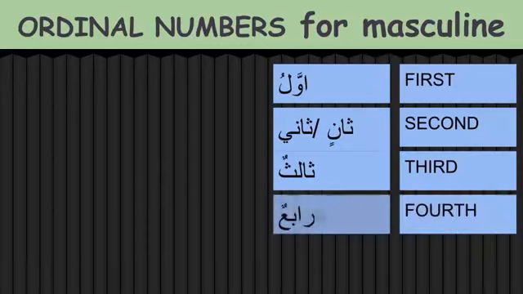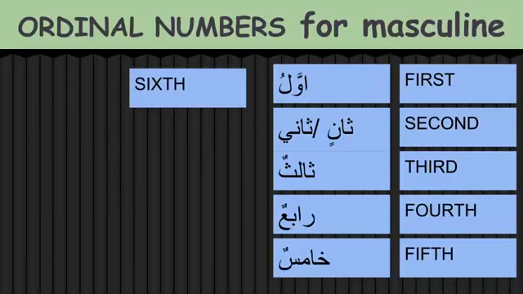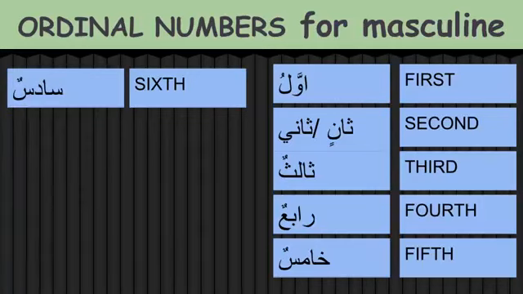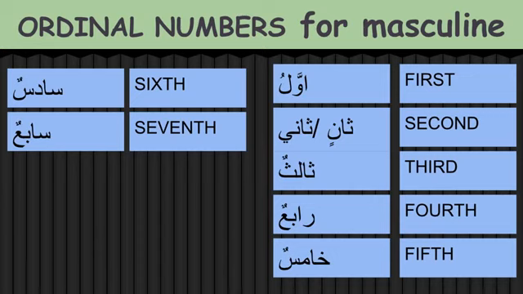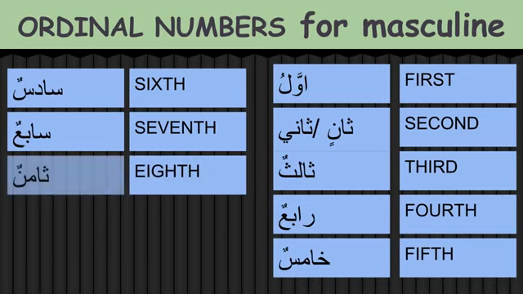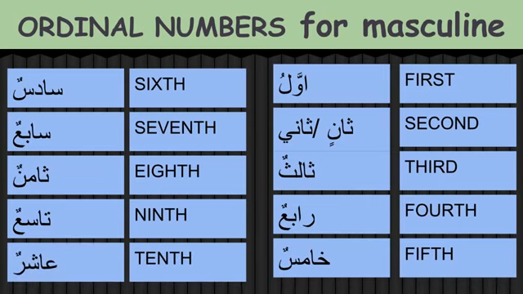Thalatha will be thalithun. Arba'a will be rabi'un. Fourth, rabi'un. Fifth, khamsa will be khamisun. Khamisun is fifth. And sixth, sitta, but sixth is sadisun. It's a little bit irregular again here. It's sadisun. Seventh, 7 is sab'a. Seventh will be sabi'un. 8 is thamaniya. Eighth will be thaminun. Tis'a is 9. Ninth will be tasi'un. 10th is ashara. 10th will be ashirun.